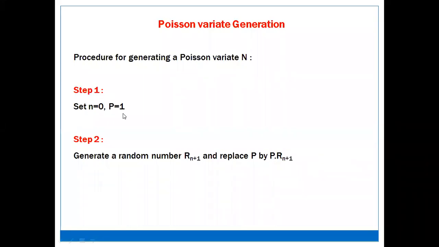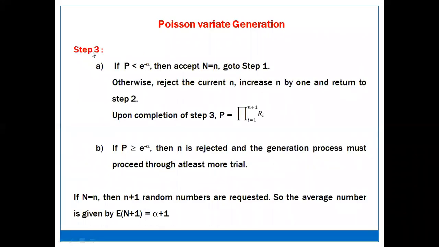Set n equal to 0, p equal to 1. Step 2, generate a random number r of n plus 1 and replace p by p into r of n plus 1. Step 3, if p is less than e power minus alpha, then accept n as small n, then go to step 1. Otherwise, reject the current n, increase n by 1 and return to step 2.